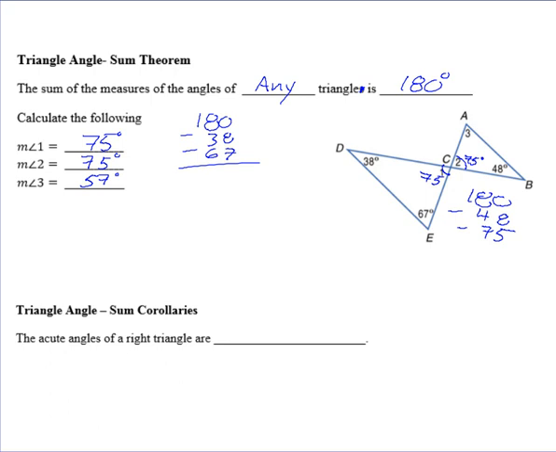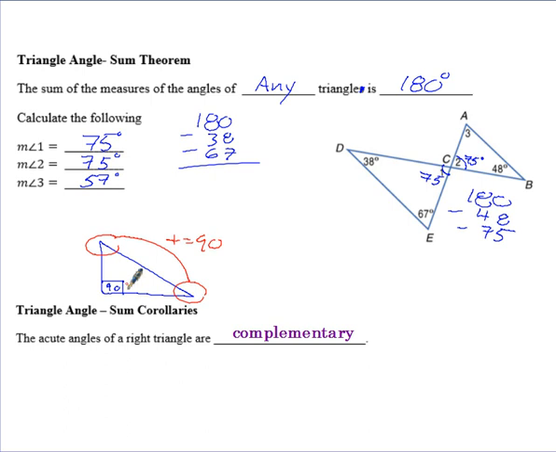There's a corollary that kind of falls from this theorem, and that says the acute angles of a right triangle are, and the answer for that is complementary. So if you think about what that's saying, in a right triangle, I know I have 90 degrees here, and these two angles here, the acute angles, because they have to be less than 90, will add up to equal 90 degrees.